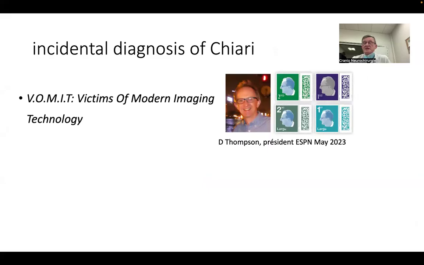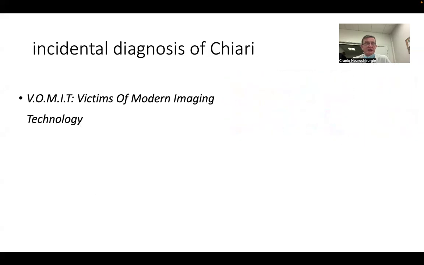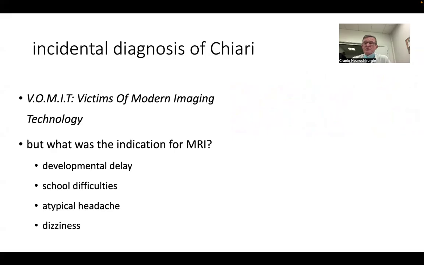Incidental diagnosis is a common finding, as I said at the onset. It is an example of the victims of modern imaging technologies. This is an acronym coined by our good friend Thompson, who became president of the ESPN 2 years ago, at the same time as the kingdom had a new king crowned. So we have to wonder why these children had an MRI. What was the indication? It could be developmental delay, but there can be a link because it can result from dystocic birth.